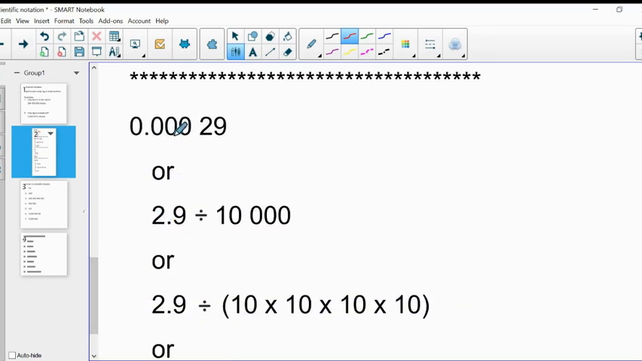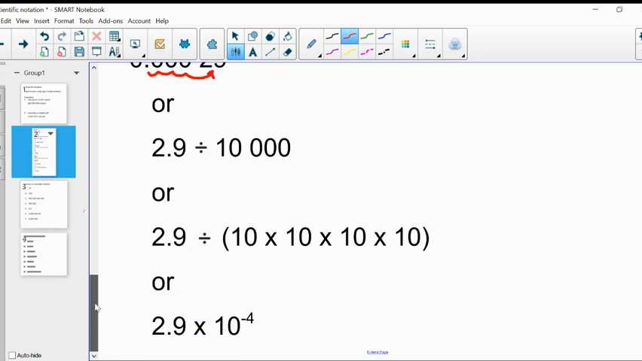Once again, here I have a small number, 0.00029. And you'll see that I've just gone 1, 2, 3, 4 places over. So it's 2.9 divided by 10,000. Or that's 2.9 divided by 4 tens. So the answer here is 2.9 times 10 to the negative 4.